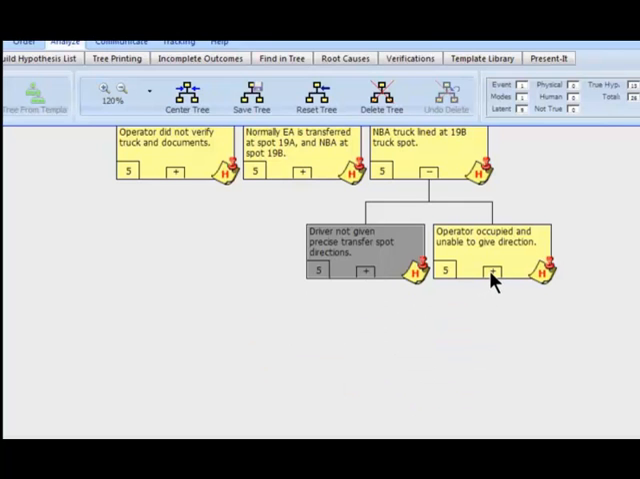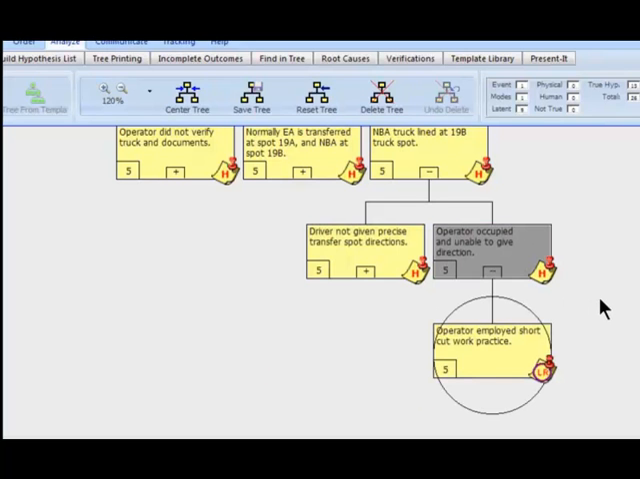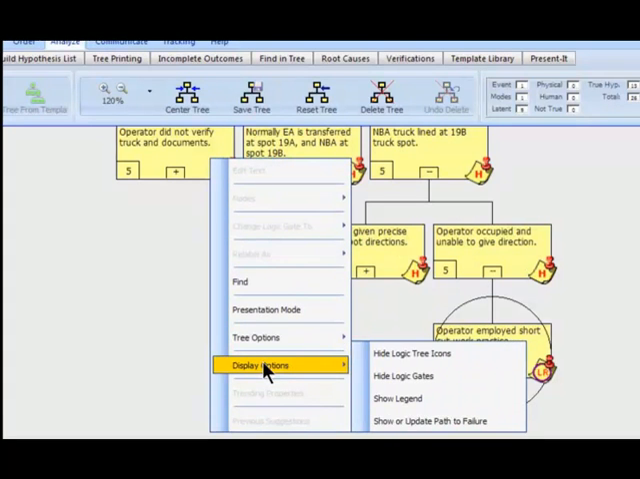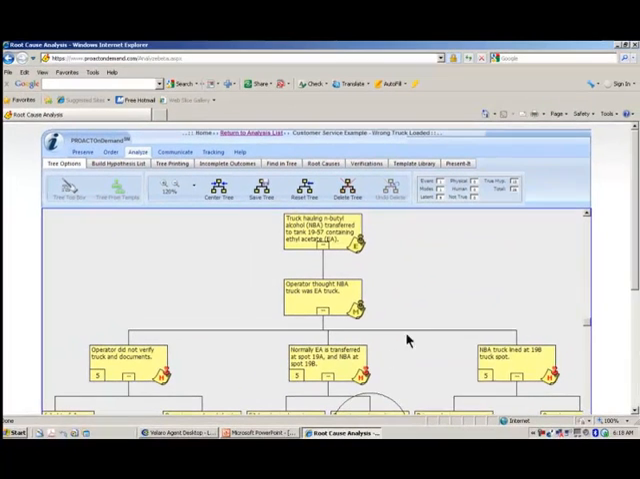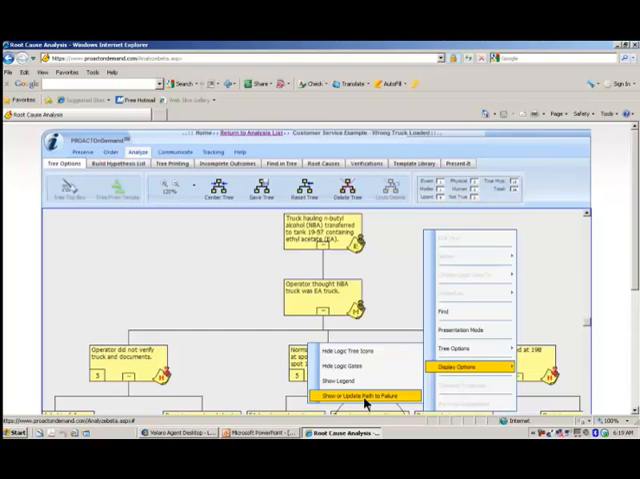The operator was occupied and unable to give direction. Well, why was the operator occupied? The operator employed shortcut work practices, as we said earlier, because they had unscheduled trucks, they were backed up, they were trying to catch up, and therefore they started taking these shortcuts. So when we look at this in total, and we expand all, we're going to show a path to failure.